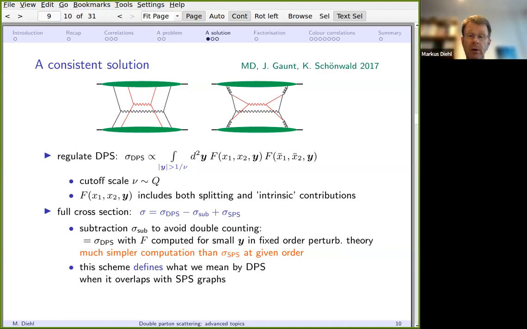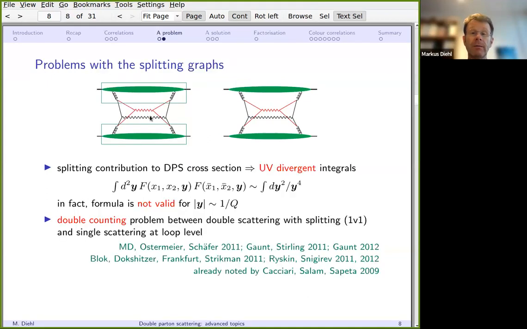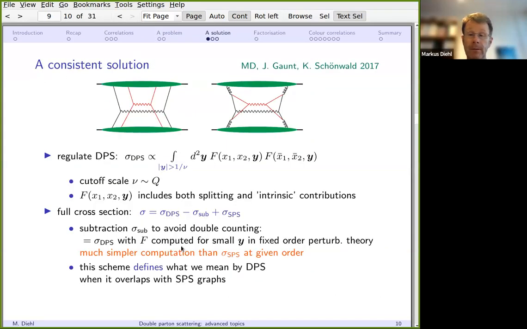And it turns out the subtraction term has a very simple algorithmic construction. It says, just take your DPS cross-section formula and instead of the true DPDs, put in there just what you get from a single perturbative splitting at fixed order. Kind of put in there what is in this boxed graph without any higher order decorations. And by the way, that is a computation which is much simpler than this higher loop computation for single parton scattering. So I'll tell you why that works in a second.